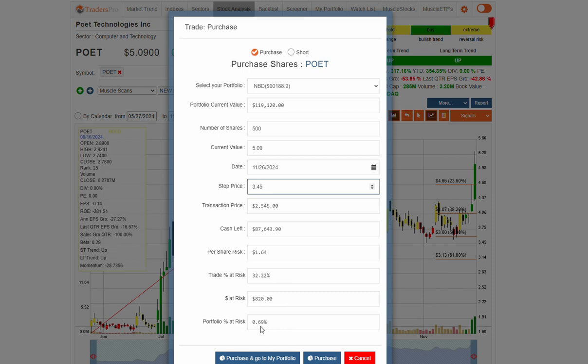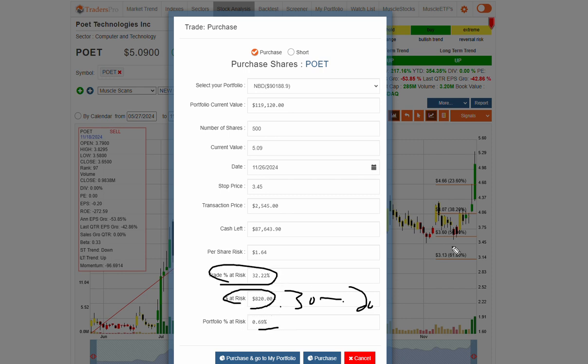That puts me at 0.69. Okay. Inside of this portfolio, that's way too high. I want to be right around this 0.3 number. Okay, 0.3 to 0.2 number. 0.7, okay, that's $800 at risk. That's 32%. Why? Because it's basing it on this number that we're buying it here.